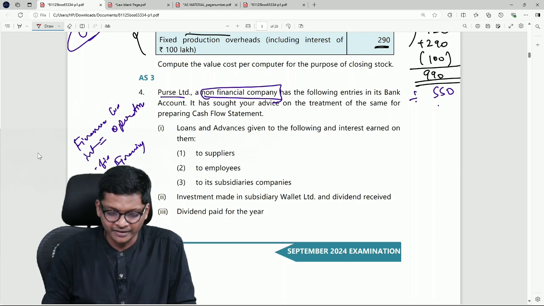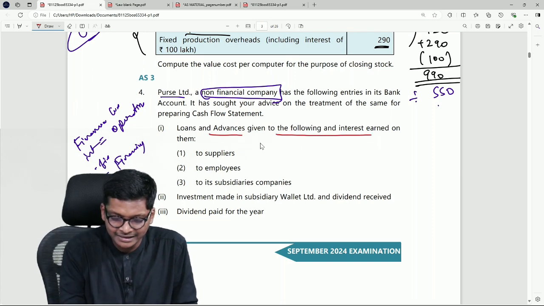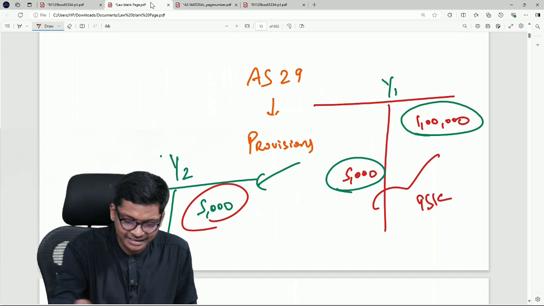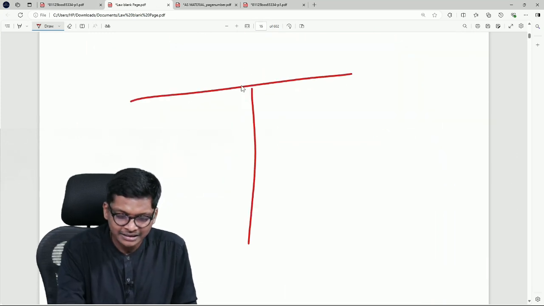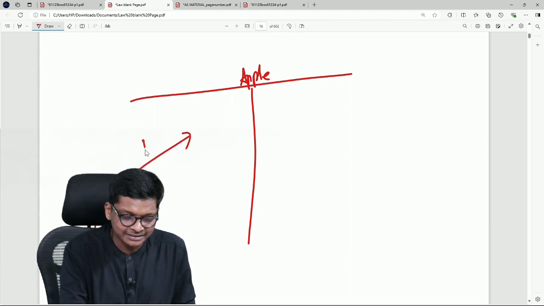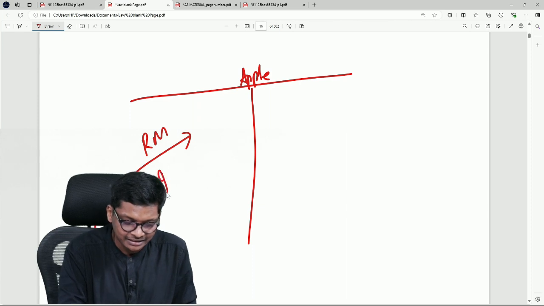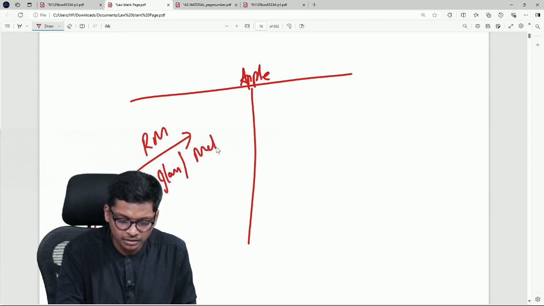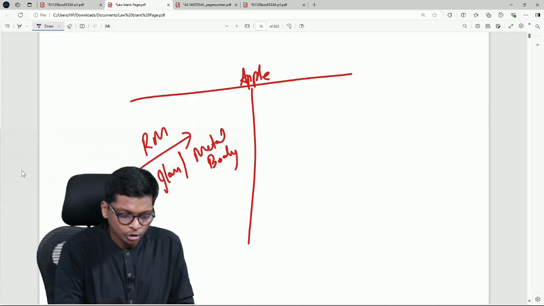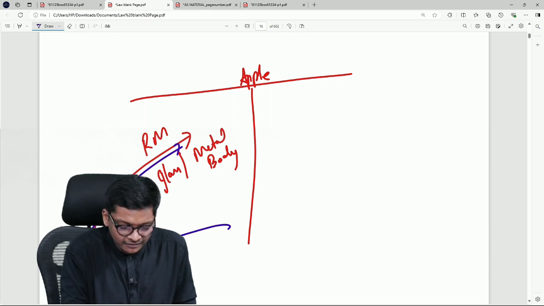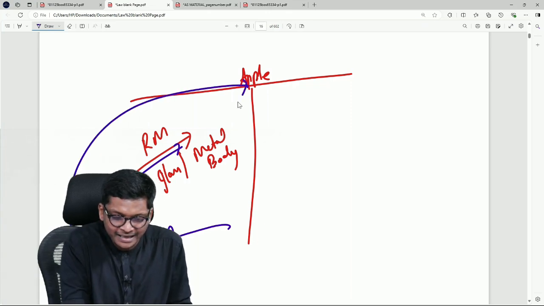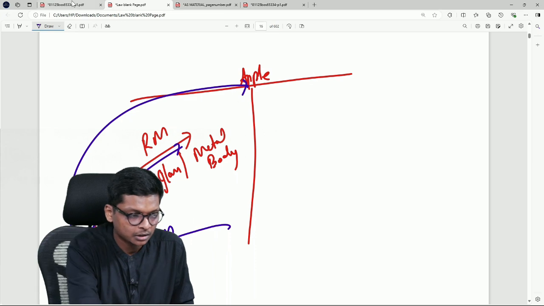They're asking you to classify loans and advance given to the following and interest earned on them. Now, what do you mean by loans given to suppliers? Let's take an example. Let's say Apple, iPhone Apple, when they are purchasing some of their raw materials, like let's say glass on the phone or let's say metal body, somebody else will sell this to Apple. They don't manufacture this, correct? So to that seller, sometimes Apple might give a loan, because they need some money for working capital or anything, and they will pay Apple some interest, correct? That is covered over there.